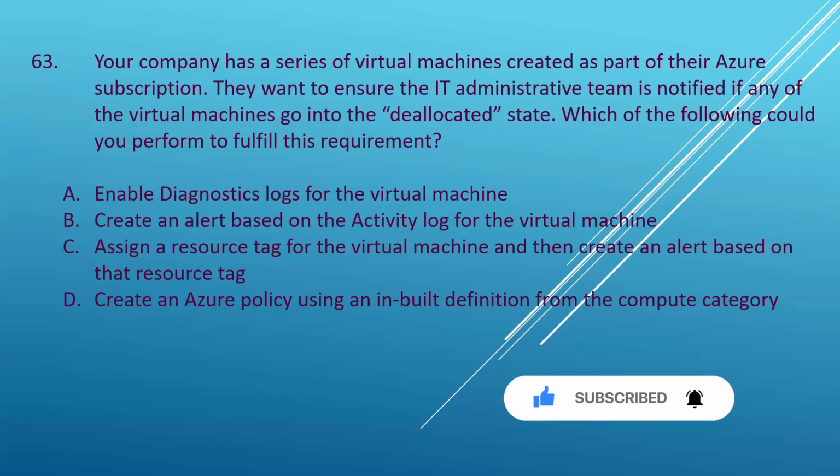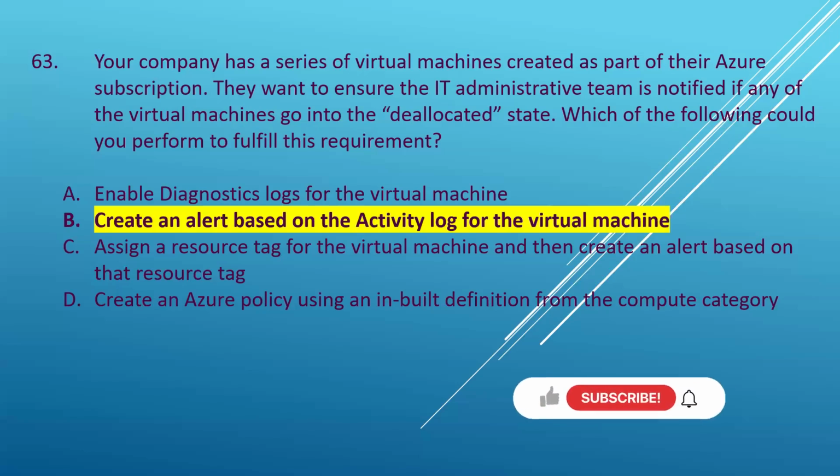Now, by creating an alert based on the activity log, you can configure a condition to trigger an alert whenever a virtual machine goes into the deallocated state. The activity log records all the management events and operations performed on Azure resources, including the state change of virtual machines, which is what we are trying to capture here, the deallocated state of the virtual machine.